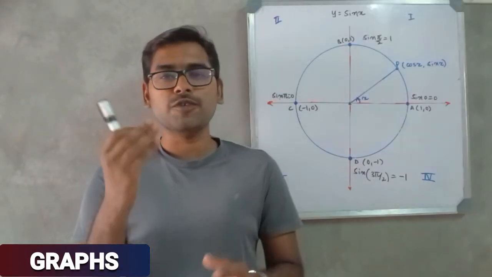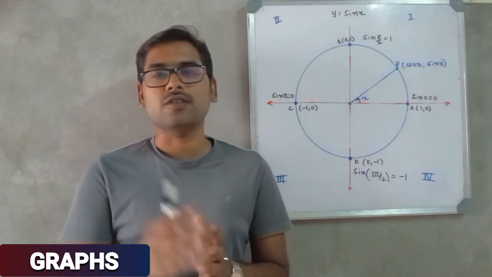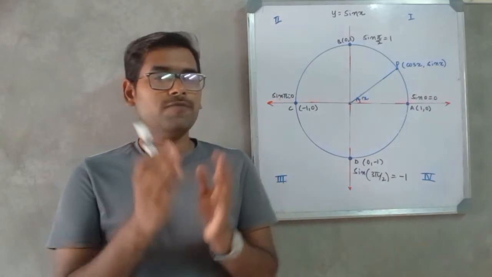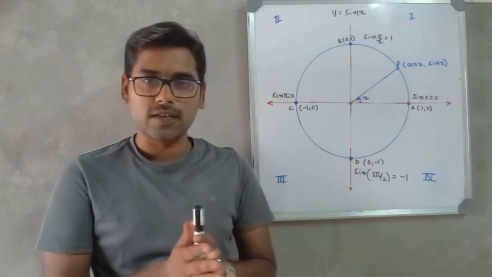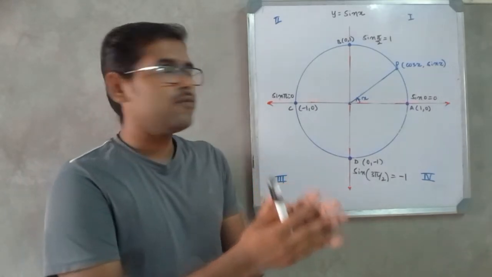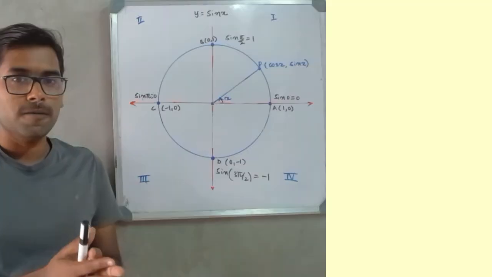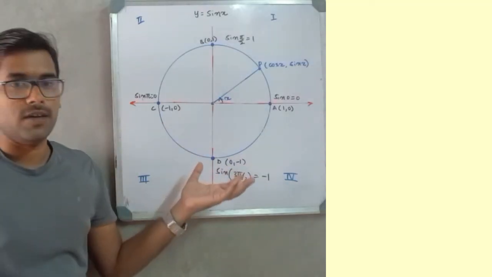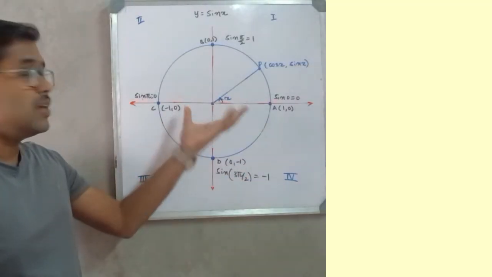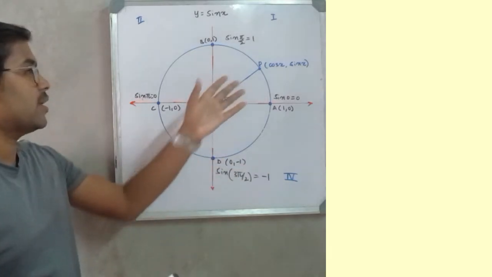Guys, now in the third part of this video, let us plot the graph of these trigonometric functions. Let us begin with the first function, that is y is equal to sin x. Now to plot the graph of this function, we need to understand how this function behaves in different quadrants. For that, let us consider this figure here, which we have used for defining the functions sin x and cos x.